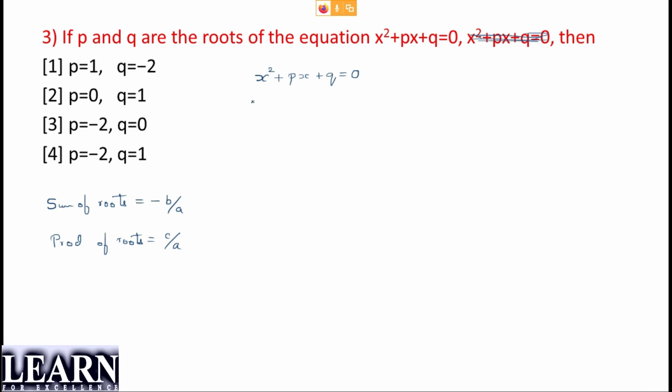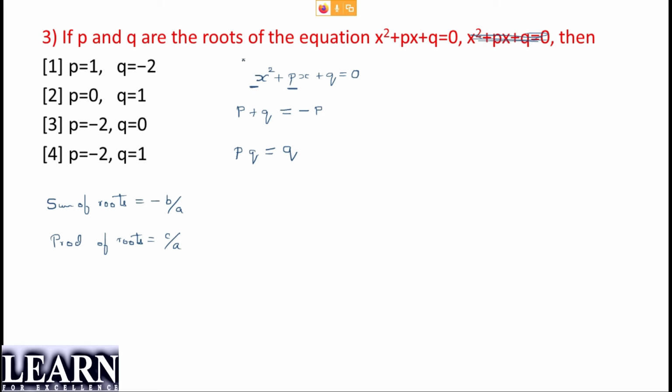Yes, so they have told p and q are the roots. p plus q is equal to, what is minus b by a here? This is b and this is a, which is 1. So I can tell minus p by 1, that is nothing but minus p. This is the first equation. Now if I'm talking about the product of the roots, I can say p into q is equal to c by a. c is nothing but q and a is 1. So I can write it as q here.